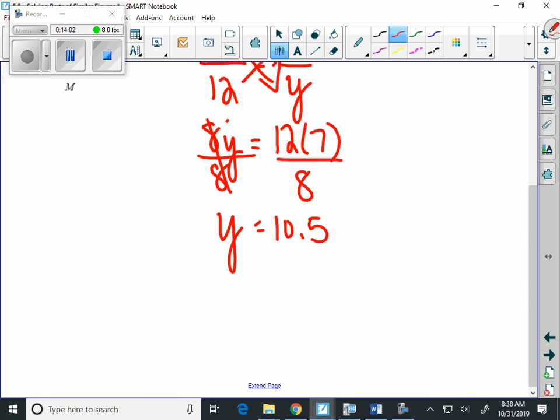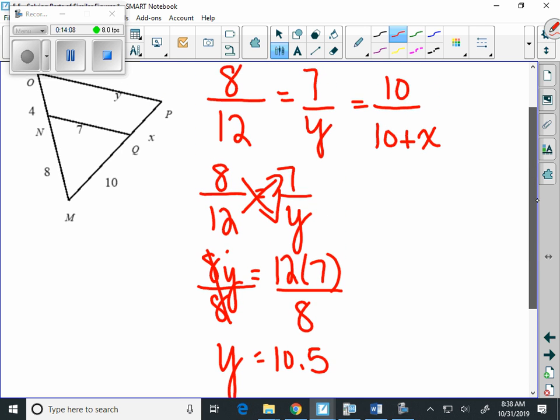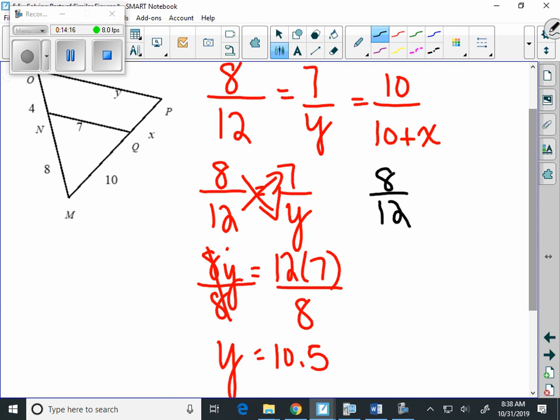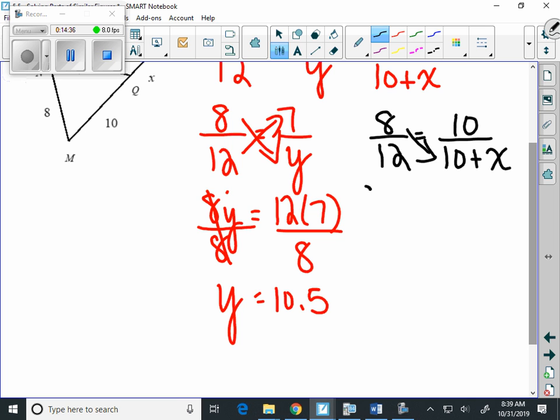But not only do we want to figure out y, we want to figure out what x is also. And we have everything set up here. And notice, we've got 8 over 12. That's a complete fraction. We don't have any variables in it. So let's use that one again. And then we need to figure out our x, which is our third fraction there, the 10 over the 10 plus x. We're still going to have to cross multiply, which means that we have to distribute. It's going to be 8 times 10 plus x equals 12 times 10.